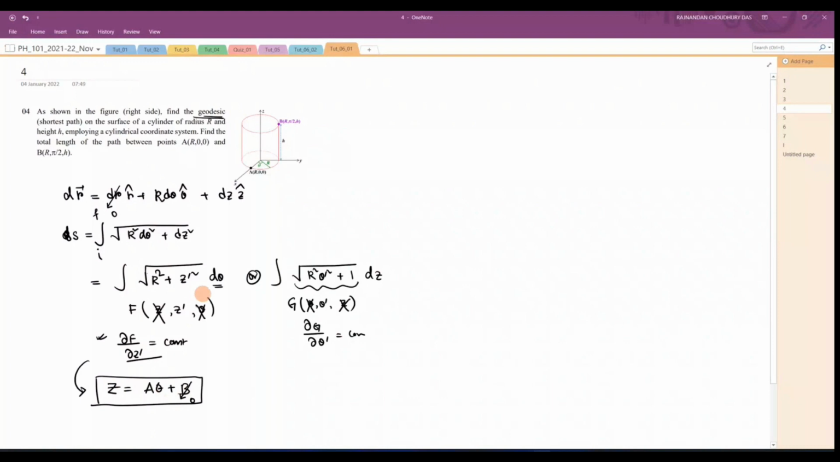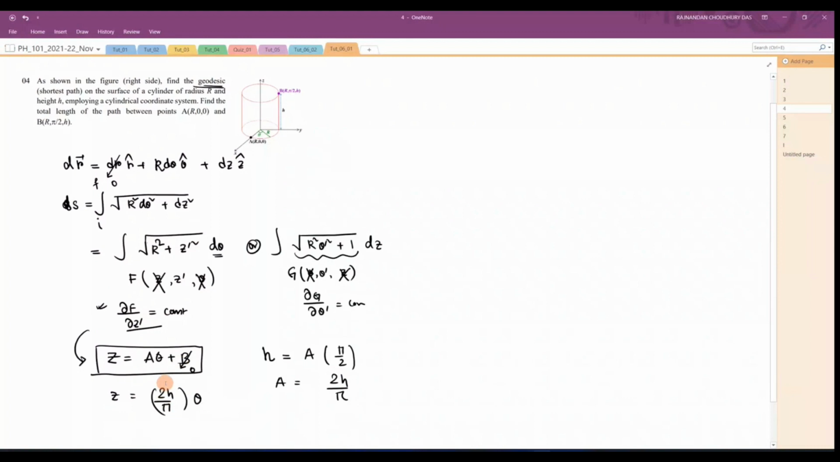That means finally it has reached this point. When z is equal to h, our theta was actually pi by 2. So from here you get your a to be equal to 2h by pi. So your final equation is nothing but 2h by pi times theta. This one you are done.